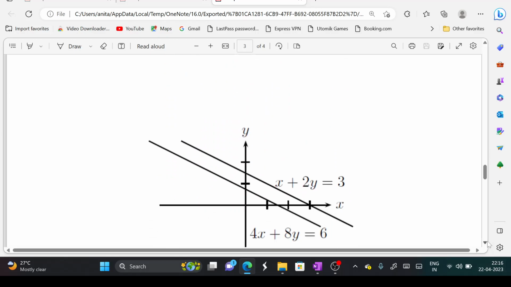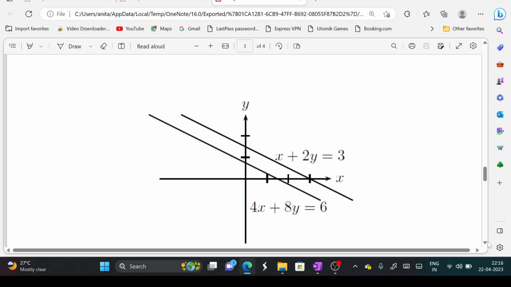Next is the parallel case. So here what happens? They have the same slopes. That is, observe here the coefficient of x ratio is 1 by 4. The coefficient of y in both equations, the ratio is 2 by 8. So 1 by 4 is equal to 2 by 8. But the value is not the same as 3 by 6. Hence, it has no solution.